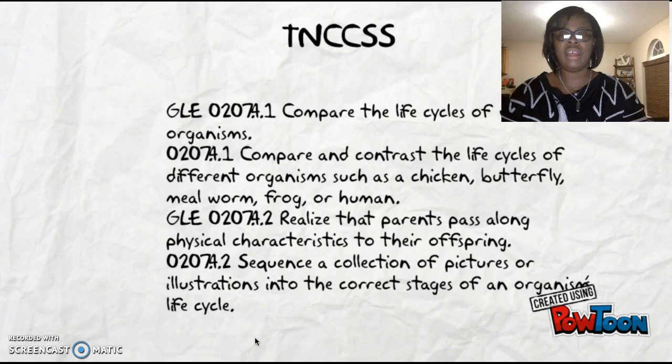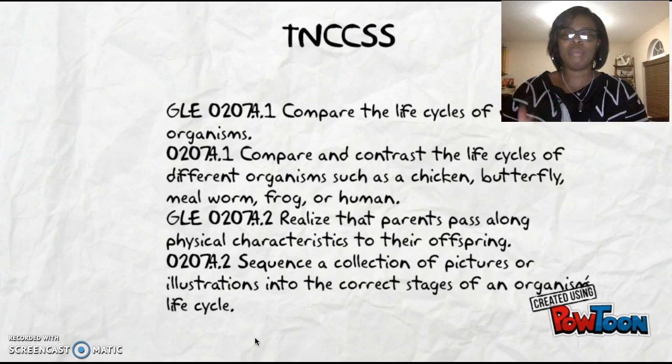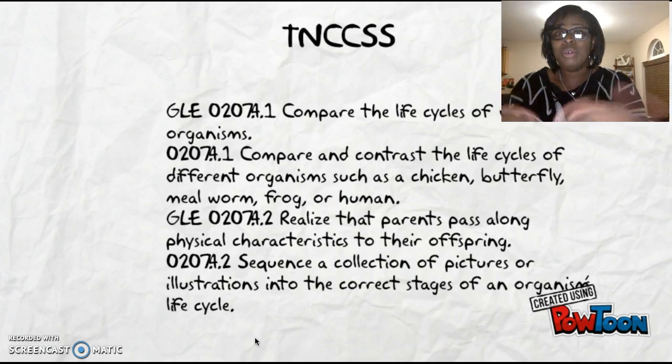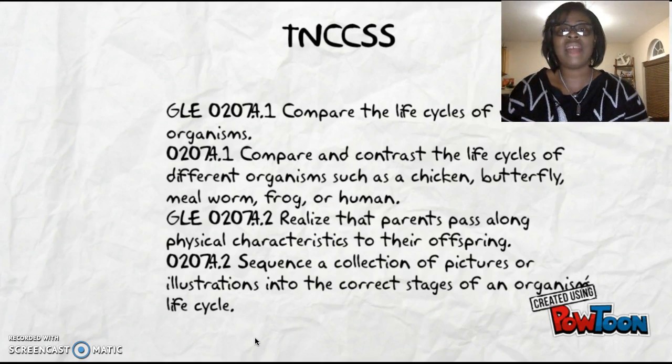And then sequence a collection of pictures or illustrations into the correct stages of an organism's life cycle. Knowing that the egg comes before the fruit, I mean, the seed comes before the fruit, or the egg comes before the butterfly, or the egg before the chicken, or the egg before the frog. But who lays the egg? But who plants the tree? So we have those kinds of conversations, and I just step back and allow students to have those conversations and build their own ideas of what came first, the egg or the chicken, or the chicken or the egg, whichever way you want to say it.